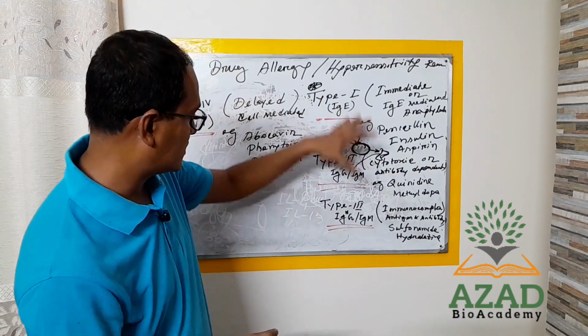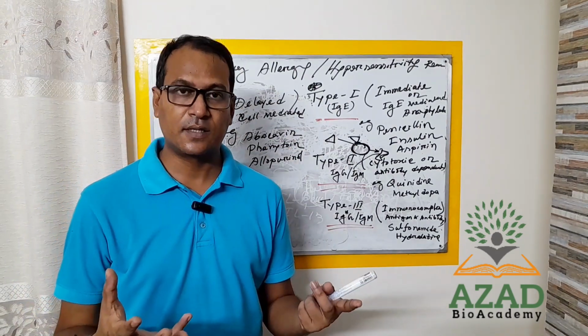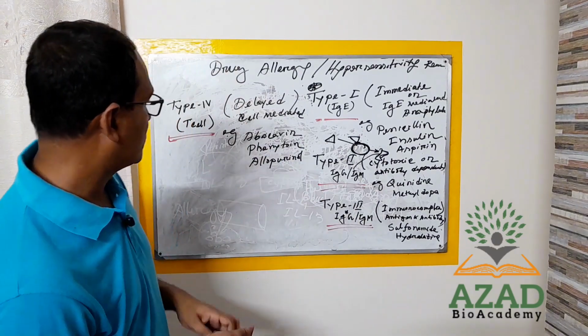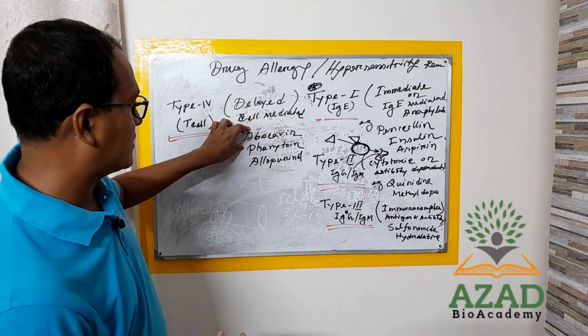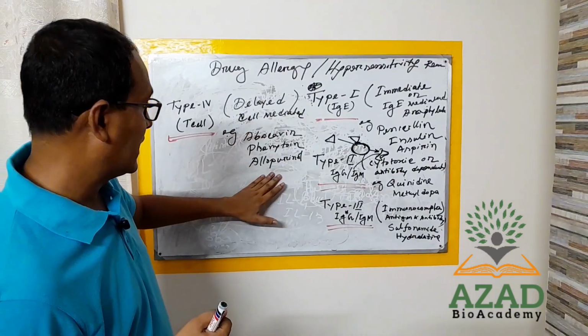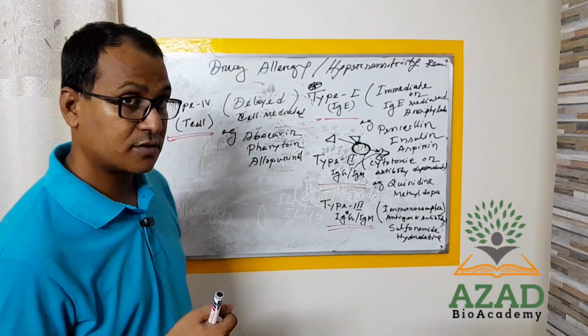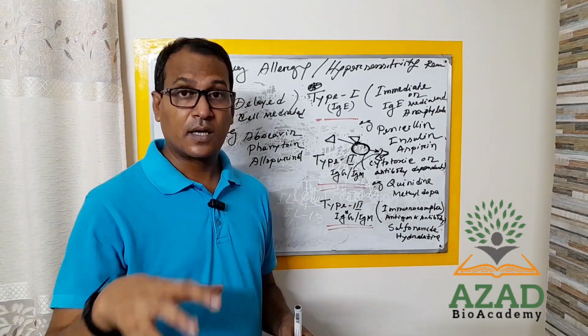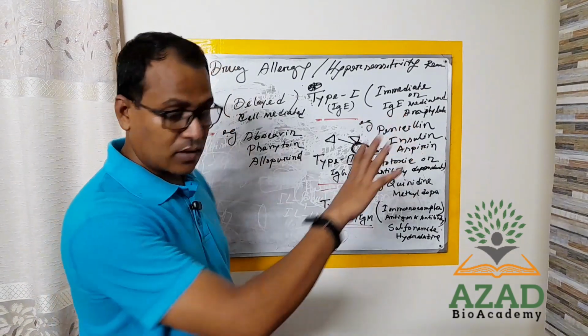So this is the type of allergy, drug allergy, and these are the examples. Here abacavir, basically an antiviral drug, phenytoin, that is an anti-epileptic drug, and allopurinol, this drug is basically used for gout. Okay, so this is all about drug allergy.